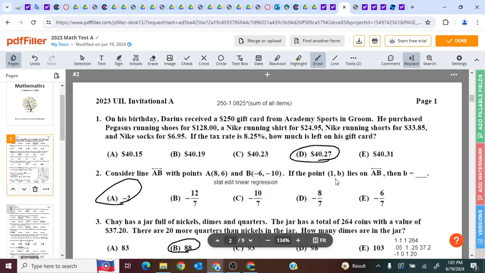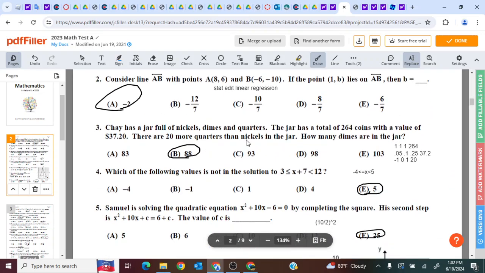Number two, line AB with these two points. If the midpoint lies on AB, then B is equal to what? First off, you can use a linear regression. Put 8 and -6 into L1 on stat edit, and then these two values into L2, then go to calculate linear regression and store the regression in Y1. Then you can do Y1 of 6. Alternatively, you could just realize that it is the midpoint of these two sections, so -10 plus 6 all over 2 is -2.